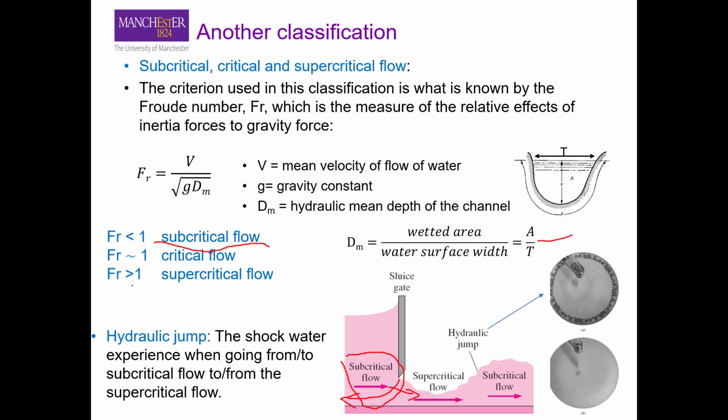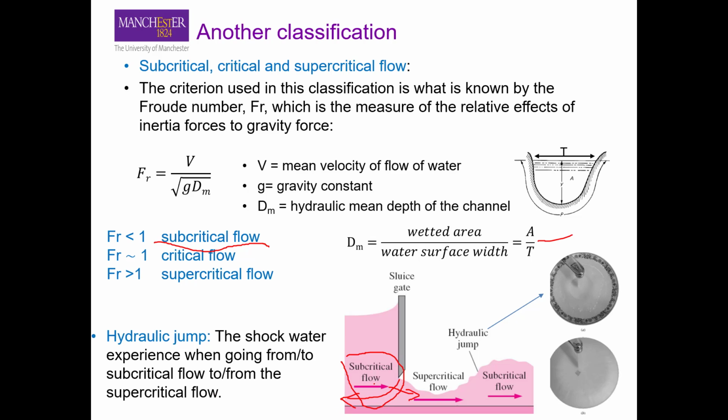While if your Froude number is much greater than 1 or is greater than 1, you have supercritical flow. It means that you have extremely high velocities, and as such, the disturbance that happens at that point is going to travel upstream and downstream, both directions. Okay, and the value of the Froude number dictates if you are going to have this hydraulic jump. Okay, so what is hydraulic jump? So hydraulic jump is a shock water experience when you are going from subcritical flow to a supercritical flow.